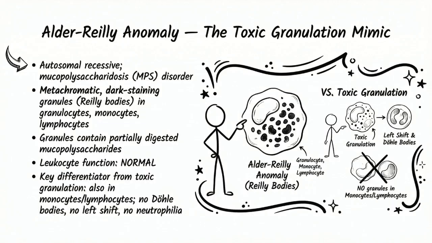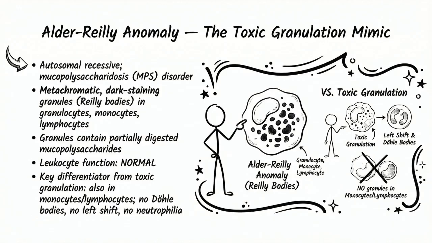This anomaly is part of a group of disorders called mucopolysaccharidoses, where the body can't properly break down certain complex sugars. These undigested sugars build up in the lysosomes of white blood cells, showing up as large, dark, metachromatic granules. Now, here's the trick: these granules look almost identical to the toxic granulation we discussed earlier. But Alder-Reilly granules are found in neutrophils, monocytes, and lymphocytes, not just neutrophils.